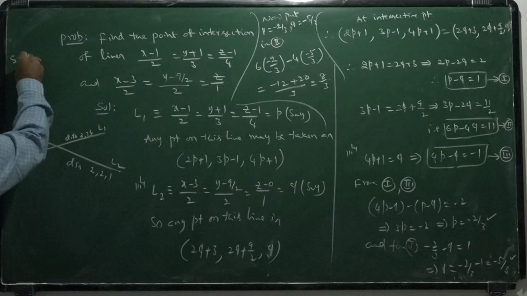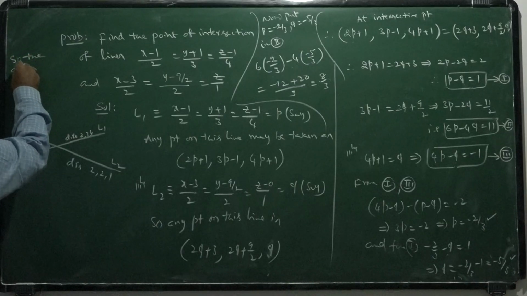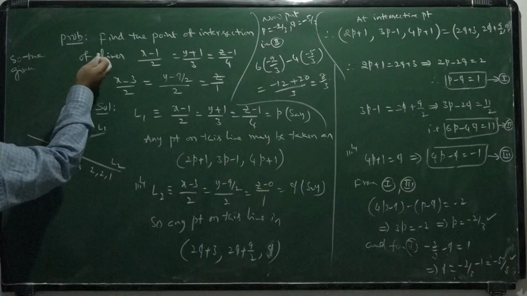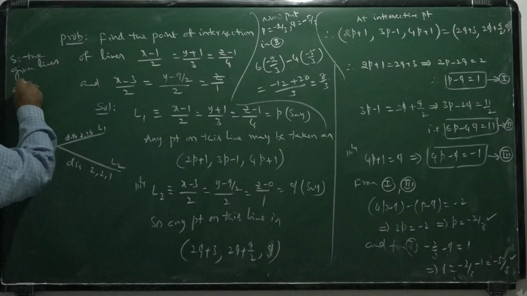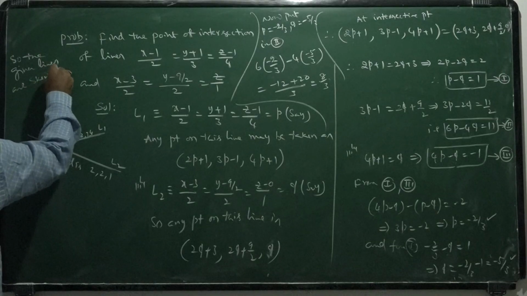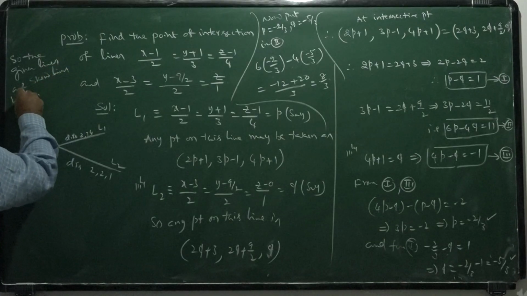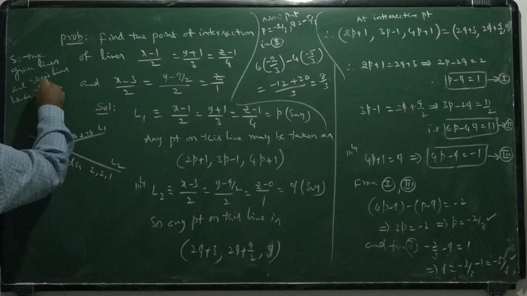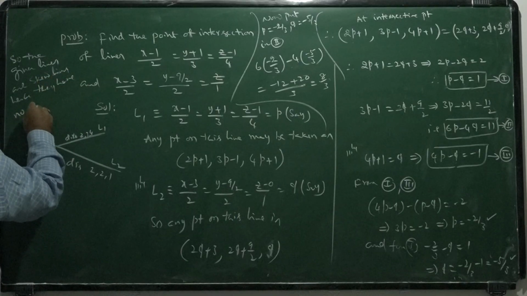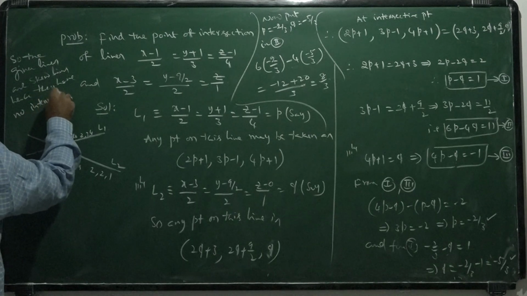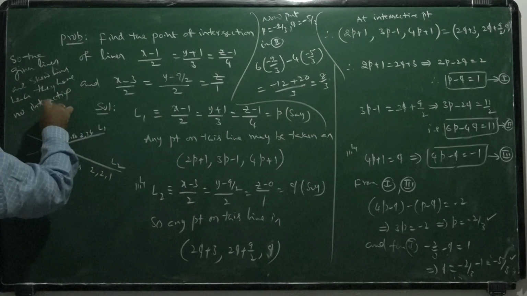So the given lines do not have any intersecting point. The given lines are skew lines. Hence, they have no intersecting point.